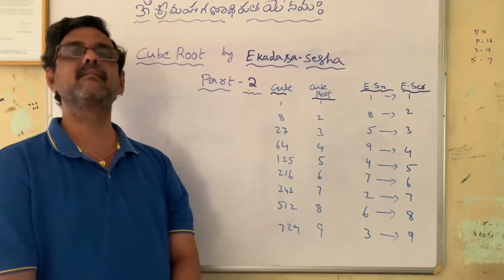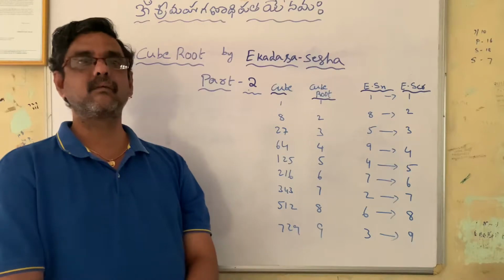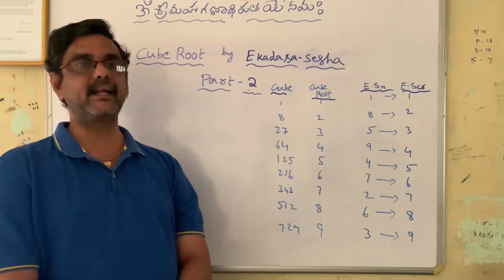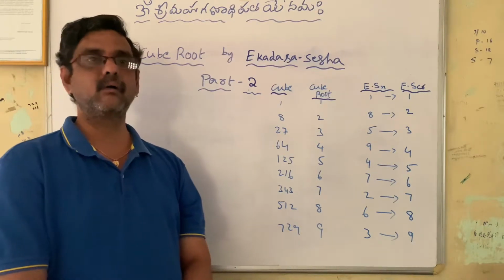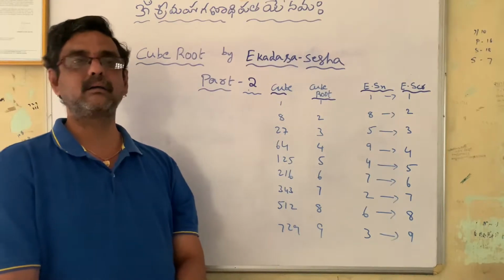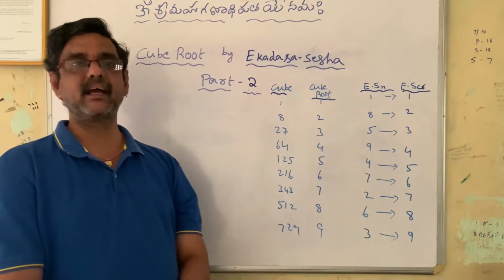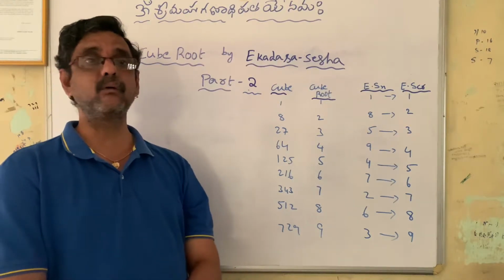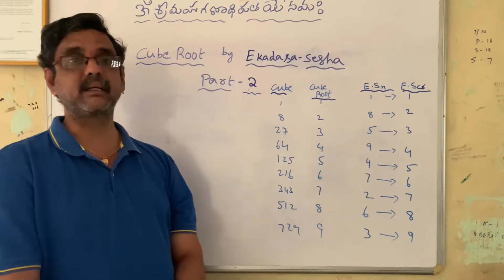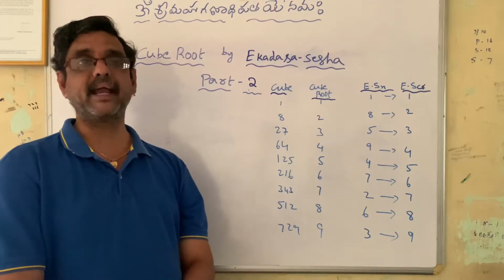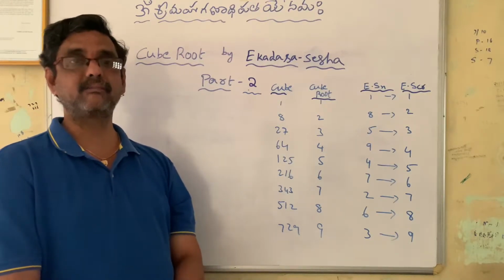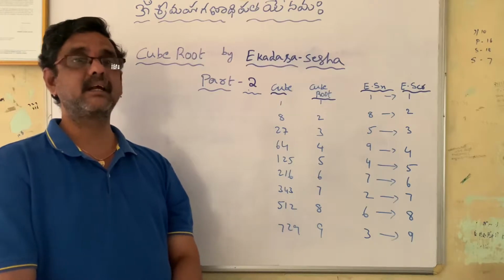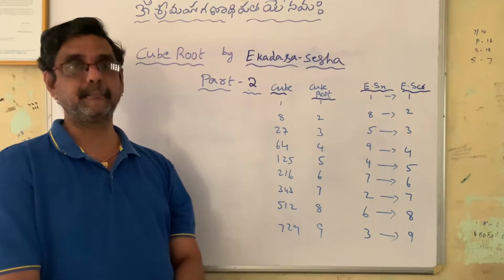That means here we have to find the remainder when the number is divided by 11. Once again I am explaining: in this method, first we will find the remainder of the given number when it is divided by 11.